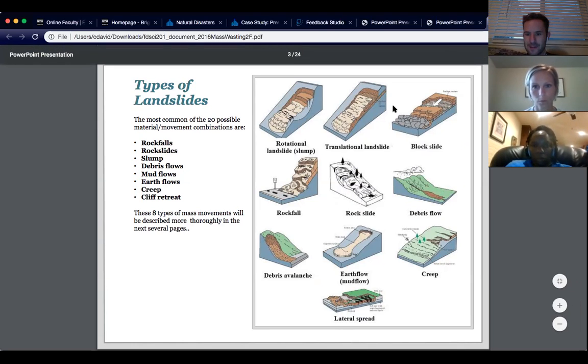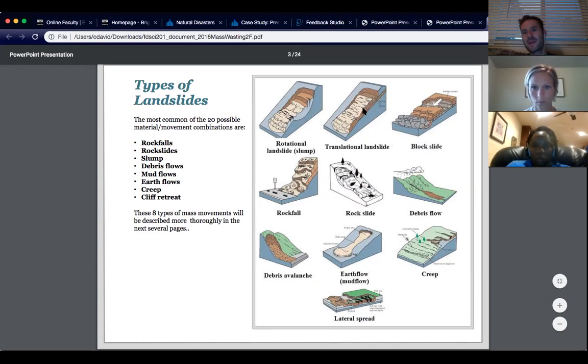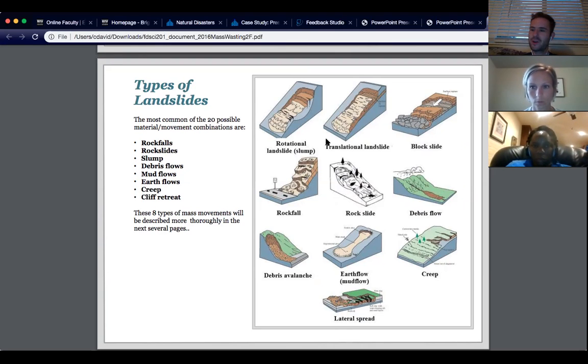Then you've got the translational slide, which is basically everything on a plane just sliding down. Almost like a fault, but it's not a fault because it's a landslide. There's no movement of a hanging wall on a footwall. It's just some earth falling off because of angle of repose, moisture, things like that, sliding on a flat surface. Rock slides are the same thing, just rocks sliding off.